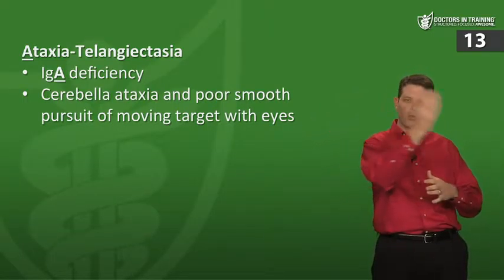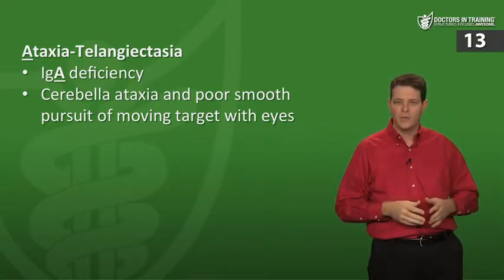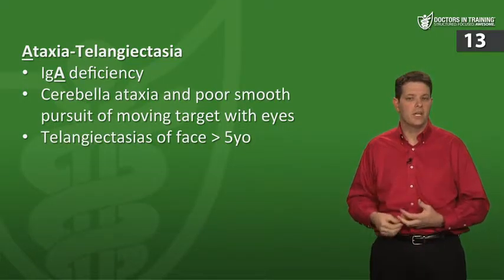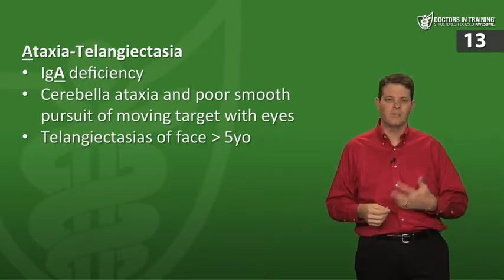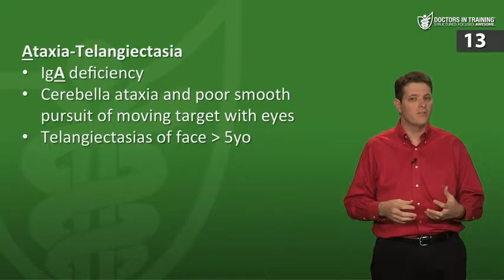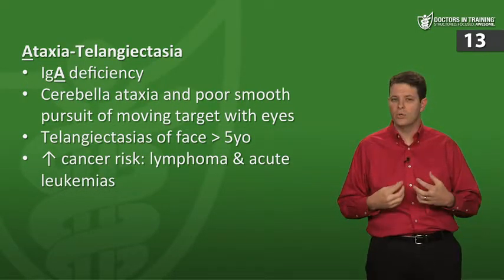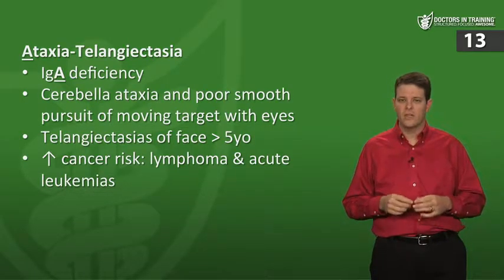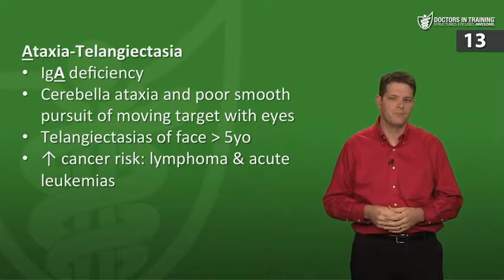So if there's a football going across the visual field or a bird flying by, the patient's going to have a hard time following that with their eyes. It's called poor, smooth pursuit. And then the telangiectasias are seen on the face after age 5. But if possible, you don't want to delay diagnosis until you see those telangiectasias. You want to diagnose this as early as possible because these patients have an increased cancer risk, an increased risk of lymphoma and acute leukemias. So if you see poor, smooth pursuit with the eyes in a toddler, think about ataxia telangiectasia. You don't wait for those telangiectasias to pop up.